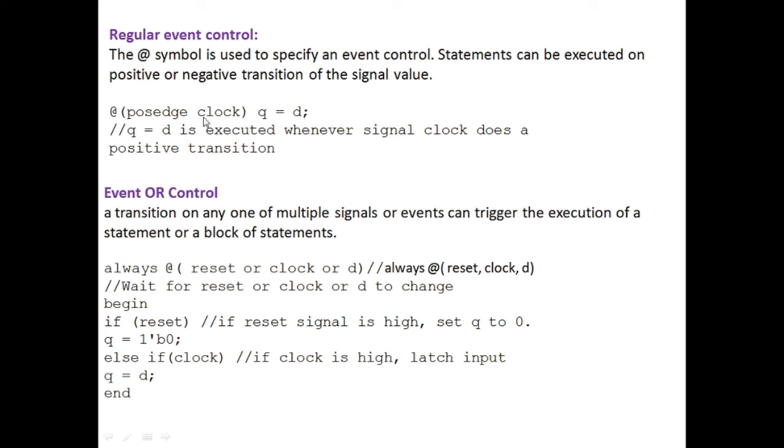Like, always at the positive edge of a clock, my output will completely follow the input. The output will follow the input only at the positive edge of a clock. If the clock has a negative edge, the previous value will be sustained. That means the output will not take the incoming input data. So posedge is the keyword we use for a positive edge of a clock or a positive edge of a signal transition.